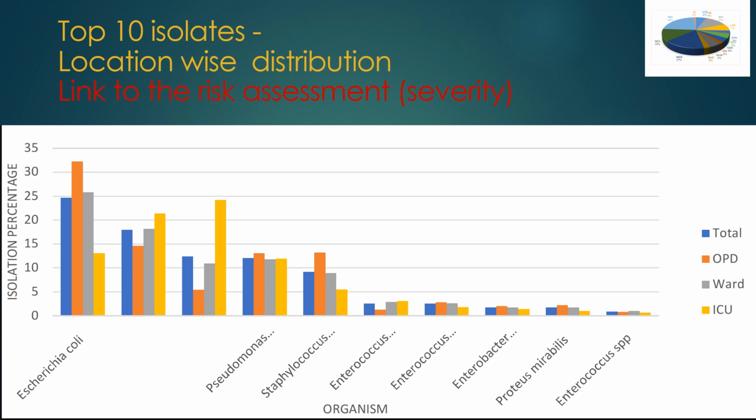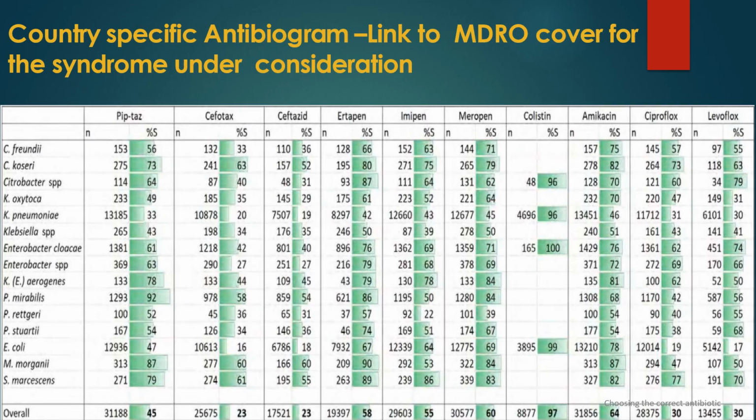When we have the top isolates for a particular organ involvement, link it to the risk assessment, the severity, whether it is E. coli, whether it is Pseudomonas, Streptococcus, and others, and accordingly proceed for the antibiotic selection. Country-specific antibiograms are available. You can refer to the country-specific antibiogram, link it to multi-drug resistant organism cover for the syndrome under consideration.